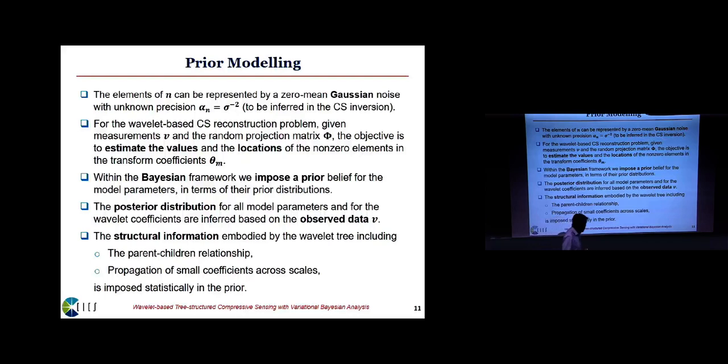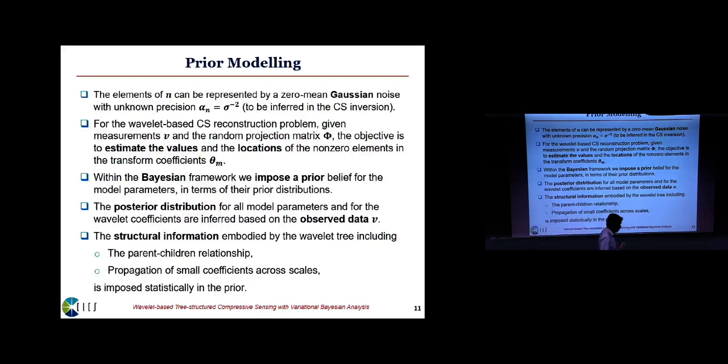So what we would like to find is the very significant wavelet coefficients. First, their locations. Second, their values. The posterior distribution of these would be inferred using the observed data, the CS measurements.